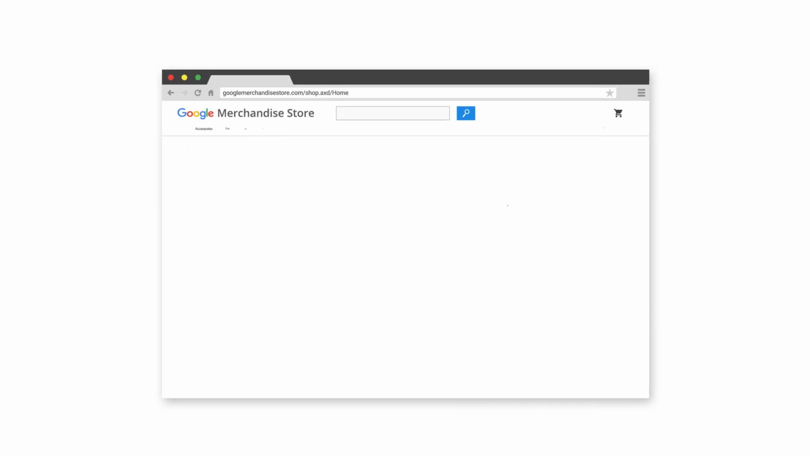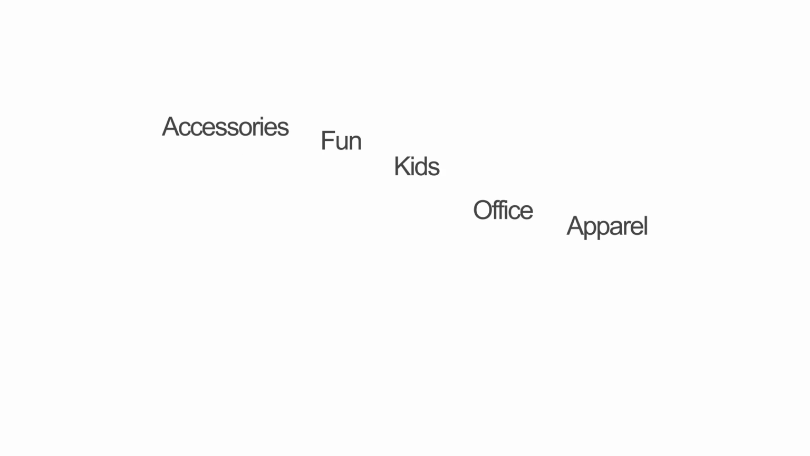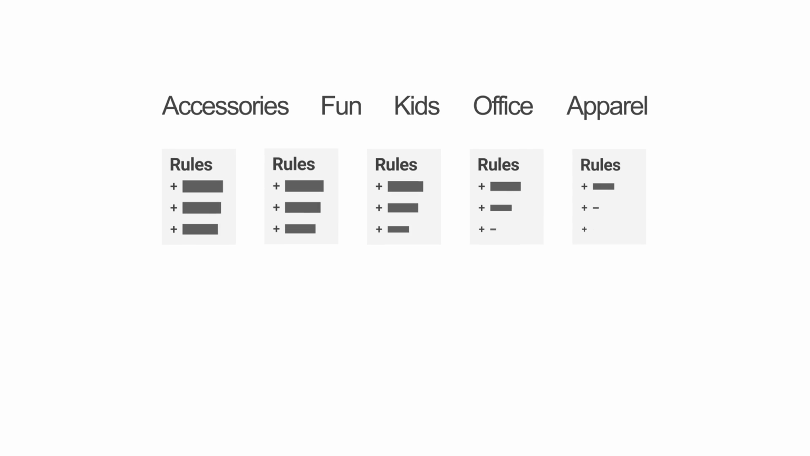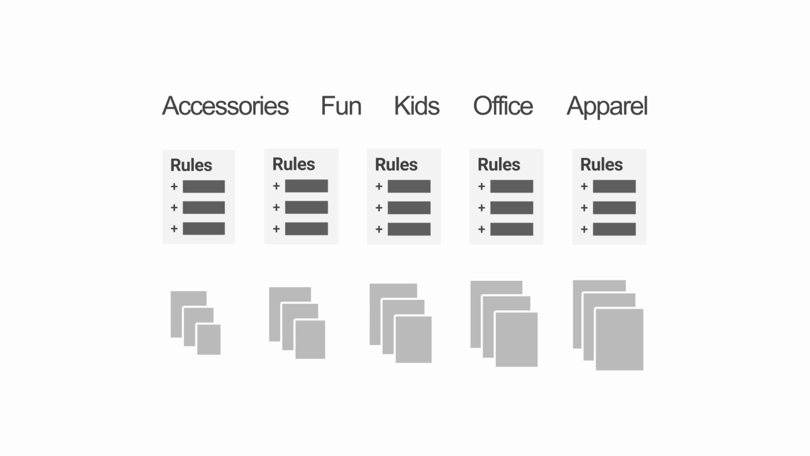Content groupings can help you group pages in your reports to reflect the organization of your website. For example, the Google Merchandise Store can create content groupings for the main parts of their shopping site, such as accessories, fun, kids, office, and apparel. For each of those groupings, you can specify rules to determine which pages are in each grouping. You can create up to 5 content groupings and as many rules as you want to define a grouping.